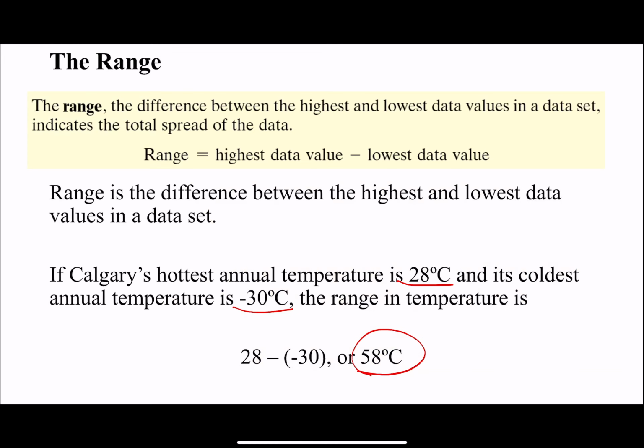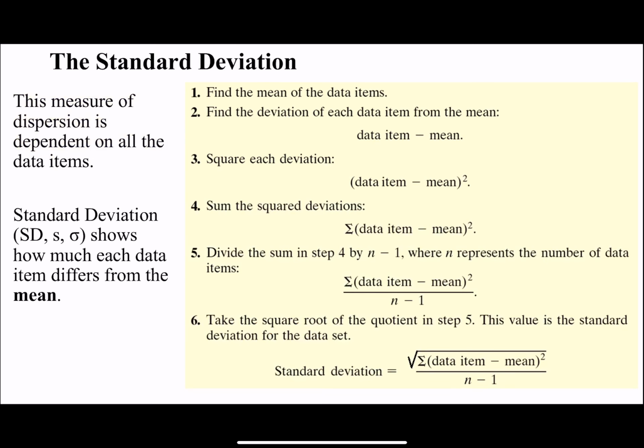In the range, as you see, we just consider the highest data value and the lowest data value. So it's more common to use standard deviation, because standard deviation actually considers all the data items that we have. What we do is see how far each data item is from the mean value, how much each data item differs from the mean value.